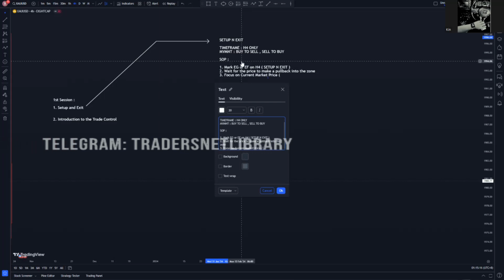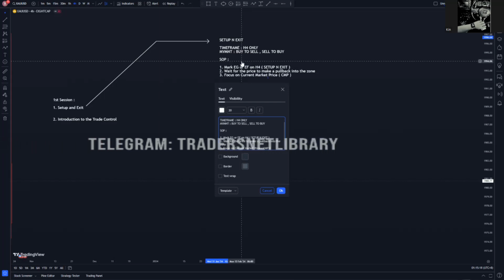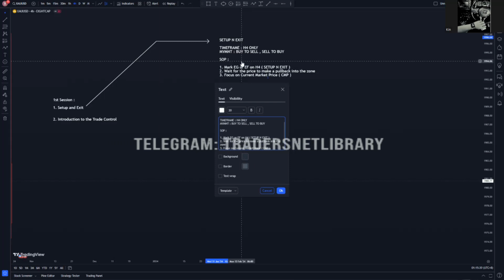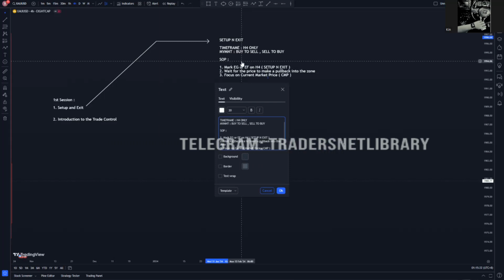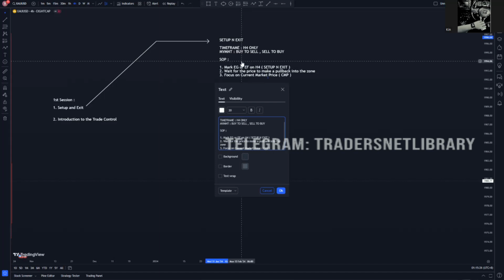Which we can call our CMP. All right, so different brokers have different H4 candles. So how do we approach this? Just mark whatever you see.